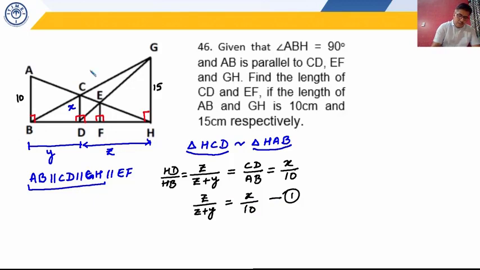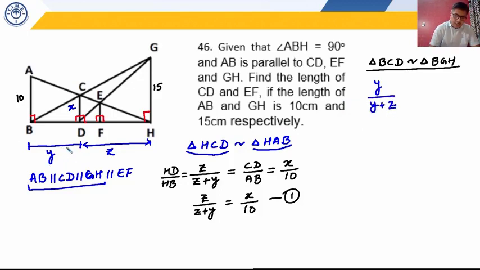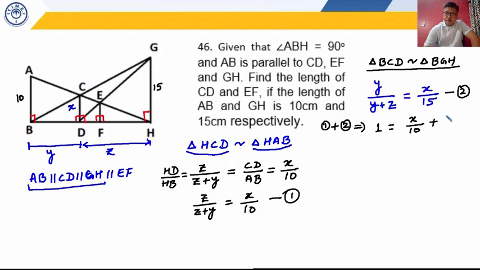Similarly, if you consider triangle BCD and BGH, can I say triangle BCD is similar to triangle BGH? So y upon y plus z is equal to this upon this, is equal to x upon 15, right? If you add equation number 1 and 2, 1 plus 2 will give you z by z plus y and y by y plus z is 1, is equal to x by 10 plus x by 15, can I say?